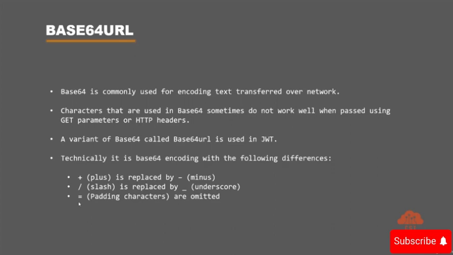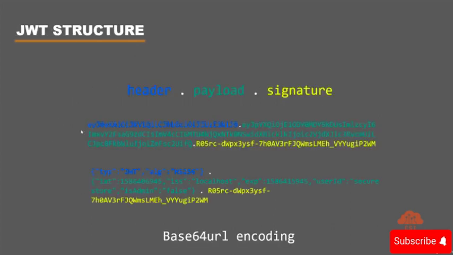Now you get the point. If you go back, you won't see any padding, or any plus, or any slash in any of these. The reason is base64 URL encoding. If you see this signature part, here there is a minus. If base64 encoding was used, instead of this minus, you would see a plus. Similarly, there is an underscore here. If it is a traditional base64 encoded string, you would see a slash instead of an underscore here. So that's the basic difference between base64 encoding and base64 URL encoding.